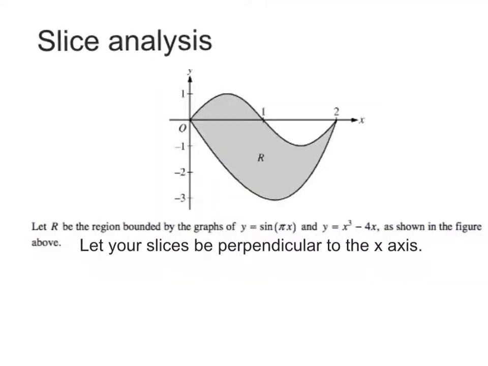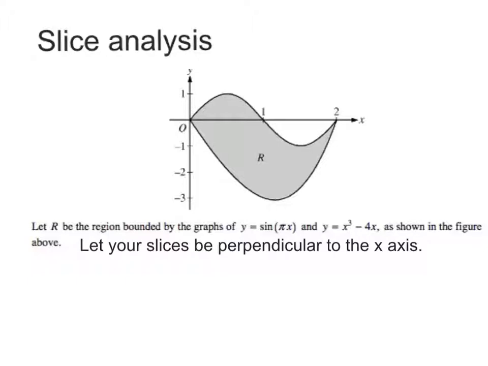So here's my goal. We're going to attempt a slice analysis for every slice that you are supposed to know, and we are doing setups only. I'm not going to evaluate them. So they said let R be the region bounded by the graph y equals sine of pi x, and y equals x cubed times 4 minus x, as shown in the figure above. Let your slices be perpendicular to the x-axis.